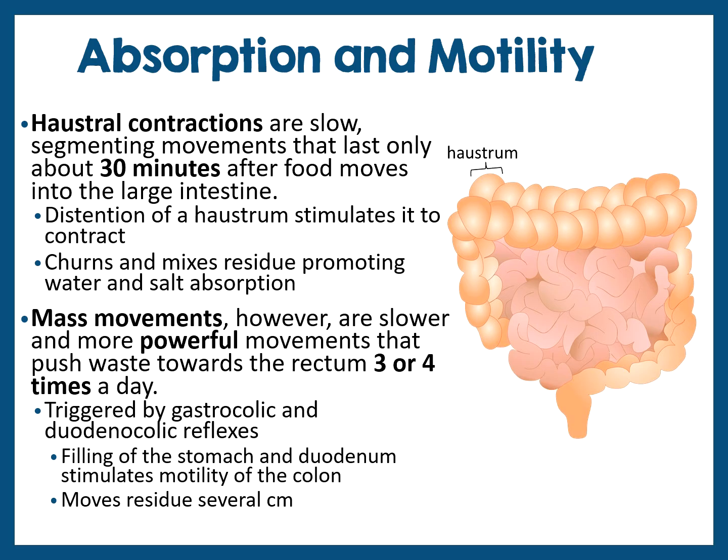These are much slower, but they're very powerful. And they're going to push the waste towards the rectum. And this happens about 3 or 4 times a day. And so these mass movements are going to be triggered by those gastrocolic and duodenocolic reflexes, where the stomach is stretching or the duodenum is stretching, and the filling of the stomach or the duodenum stimulates the motility of the colon. And that will actually move the residue several centimeters, and eventually it will make its way to the rectum for storage.